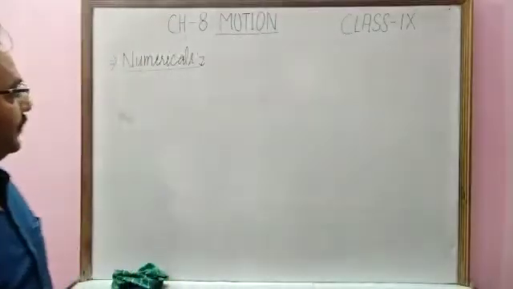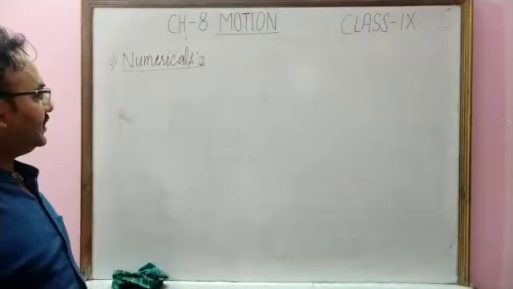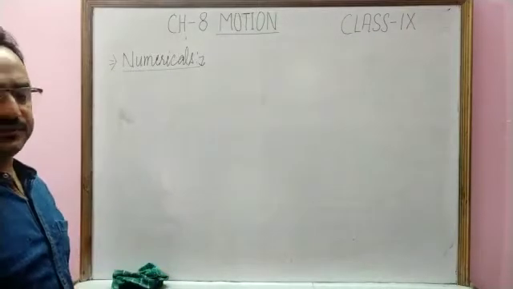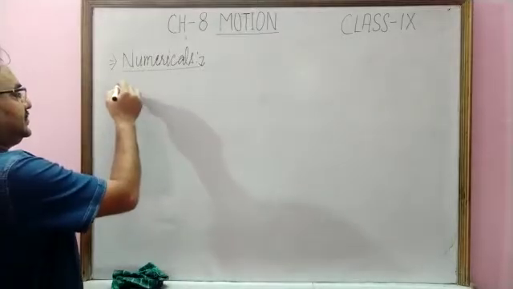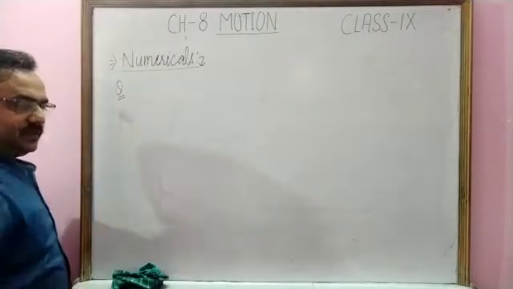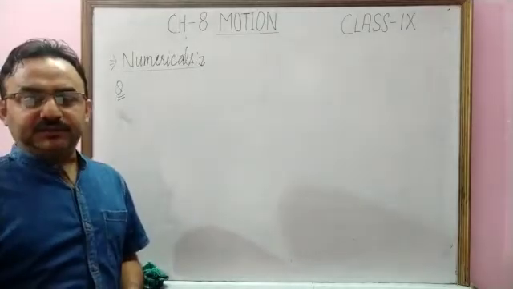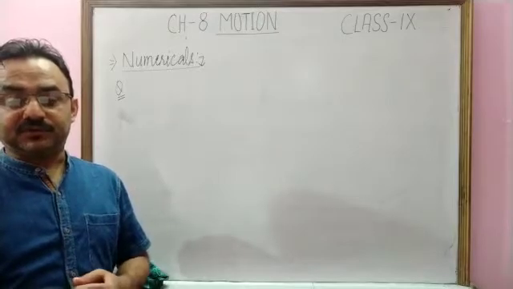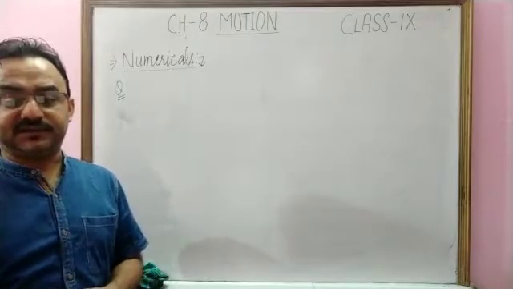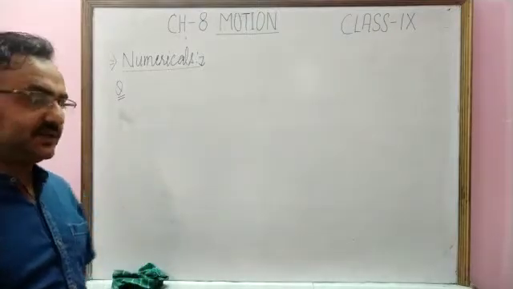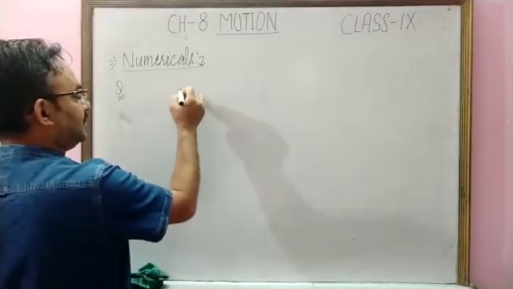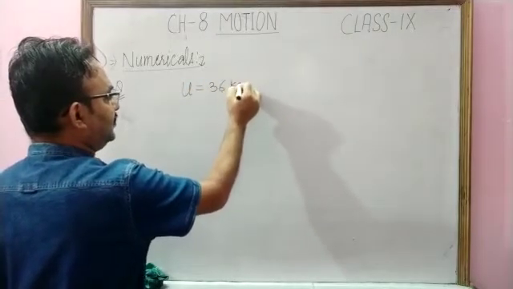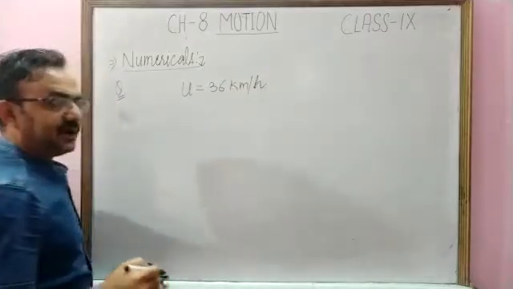Okay, now we have to practice some numericals related to acceleration or change in velocities. First one is here, you have to write: a motor car is traveling at a speed of 36 kilometer per hour, meaning initial velocity 36 kilometer per hour.